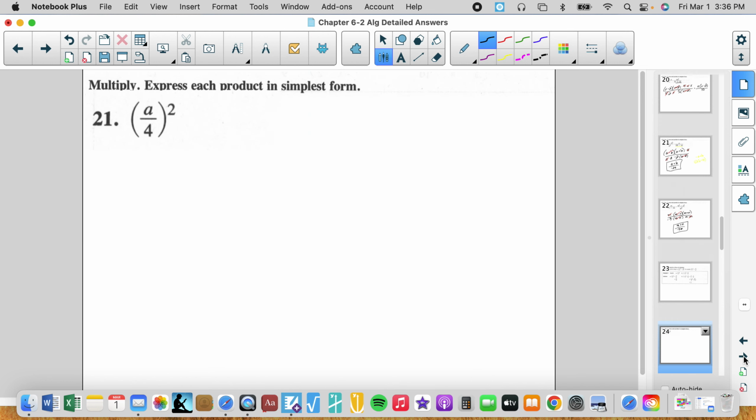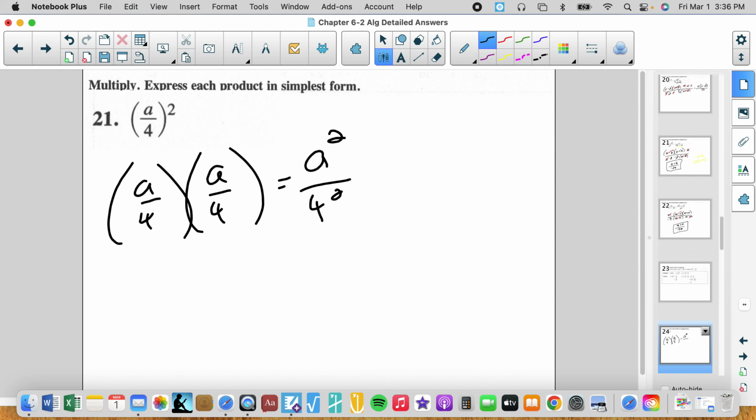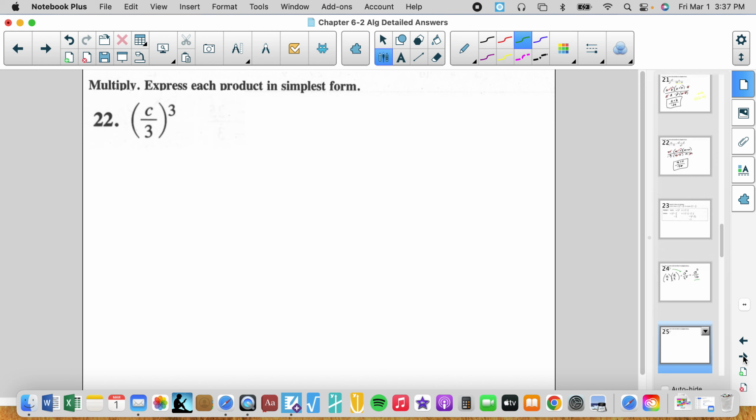All right, now we may have to simplify. Oh, all right, well, we know that this is a minus 4 times a minus 4. And that's a squared over 4 squared, which is a squared over 16. Now, we also need to know that you can distribute exponents. So we could have just gone directly to this and then have this as our answer. So I'll be doing that. I will be distributing that exponent in.